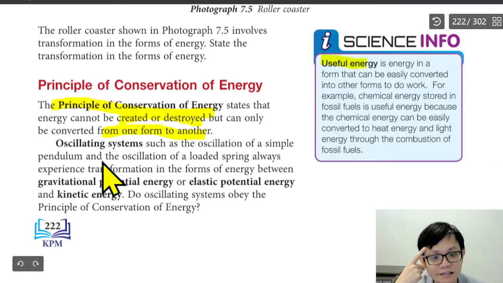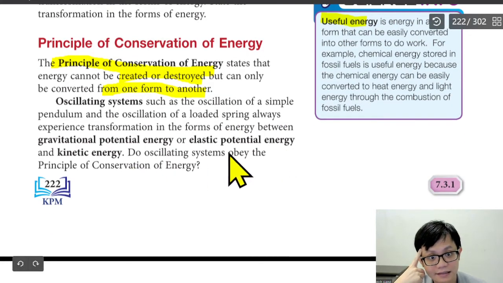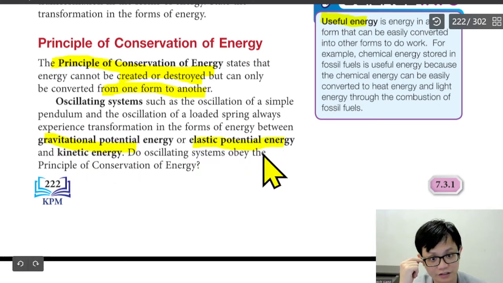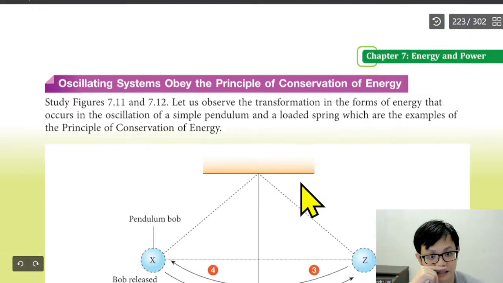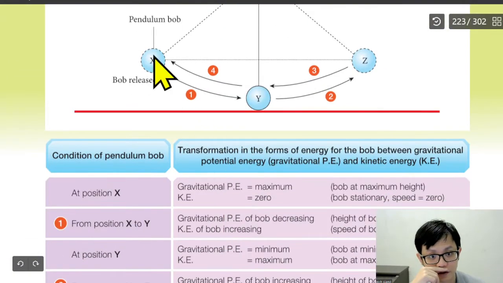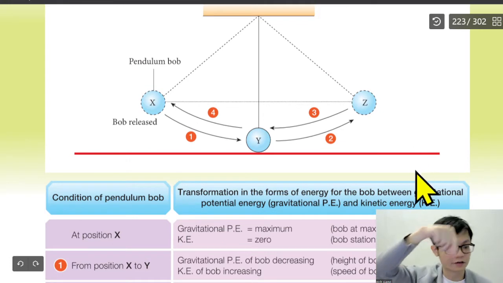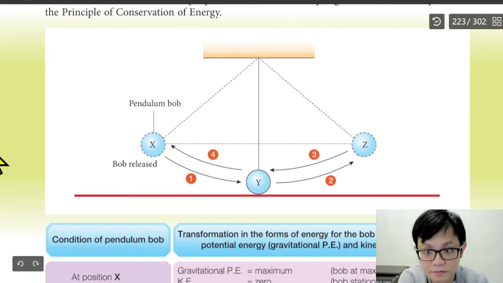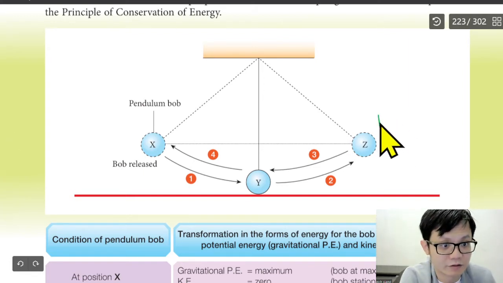Okay, oscillation system. An oscillation system is, for example, a simple pendulum or a loaded spring, which gives gravitational potential energy and elastic potential energy. So for example, when I release this thing, it goes left and right. So I can say that kinetic energy here will be the highest.